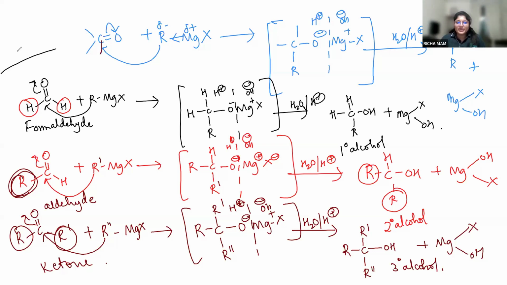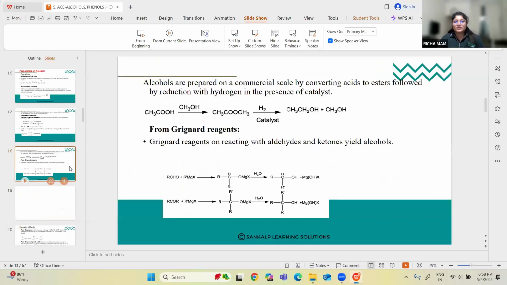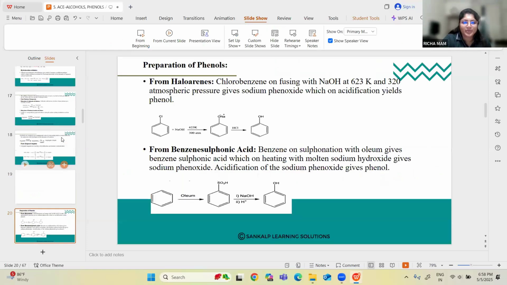So they are asked. Based on this, if they ask you to form a secondary alcohol, what are you going to use with the Grignard reagent? You are going to take an aldehyde, and except formaldehyde, any aldehyde you can take. So with Grignard reagents, we get the alcohol.